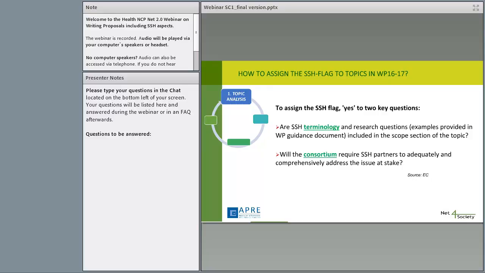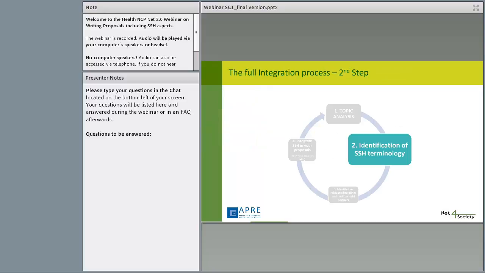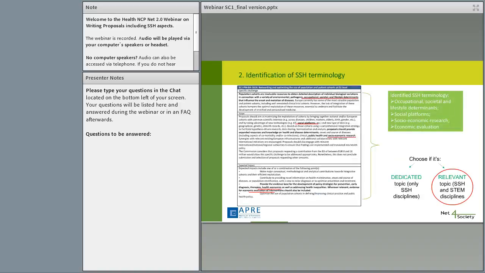The second aspect that you need to consider is the consortium. So will the consortium require SSH partners to adequately and comprehensively address the issue at stake? So do you need to include partners from the SSH disciplines to carry out the activities for the topic? Yes or no? If yes, you are facing an SSH flag topic, otherwise no. This was the first step, the topic analysis, the first reading that you can do of the topic. The second step is the identification of SSH terminology.